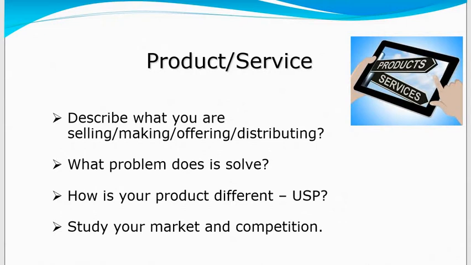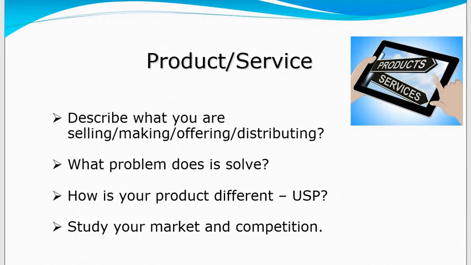Start with the buyer and do a rough market research and see whether there is a need for the product or service that you want to offer to the market. So when it comes to the product or service, describe what you are selling, making, offering, distributing, and what kind of problem does it solve.